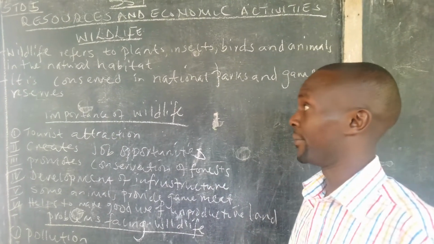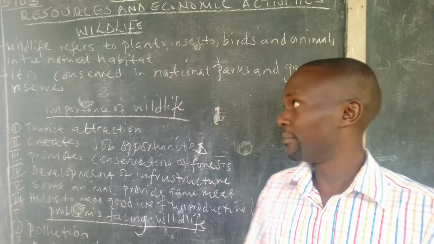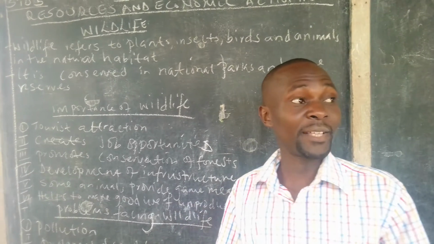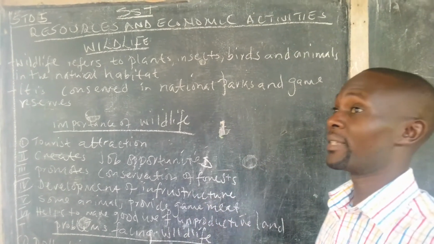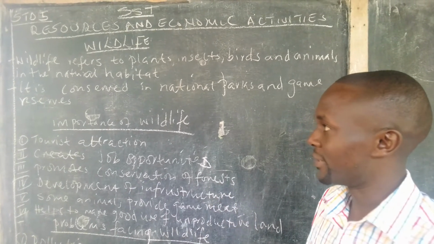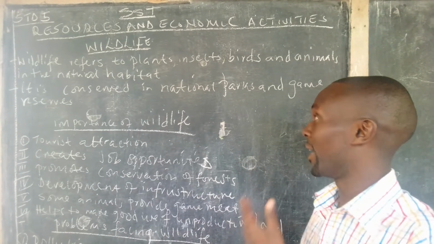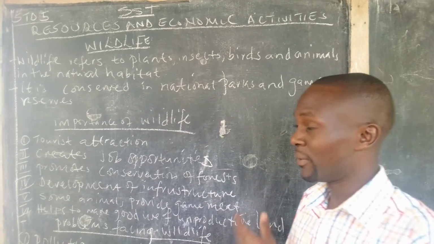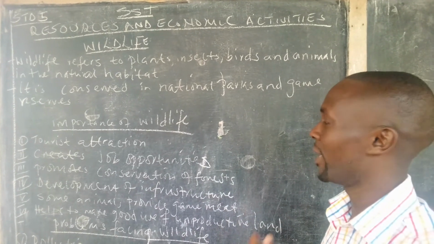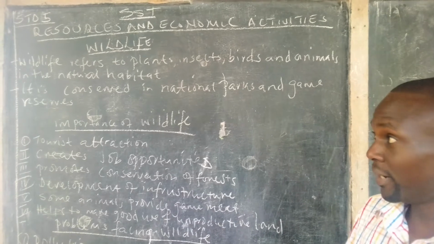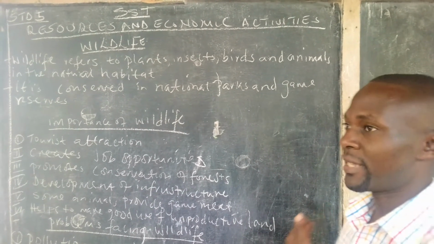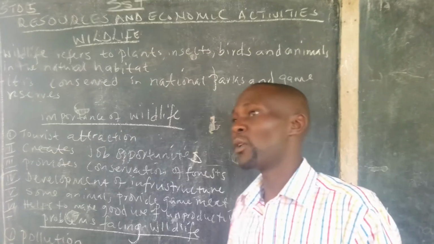This wildlife is conserved in some national parks and also game reserves. These are the areas where, when you go, you will get most of these animals, plants, and insects if you want to visit and see them. You will get them either in a national park or in a game reserve. Examples of national parks in Kenya are Tsavo National Park, Mount Kenya National Park, and others. We also have game reserves like Masai Mara and Marsabit, and others.